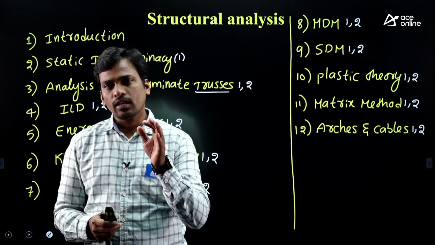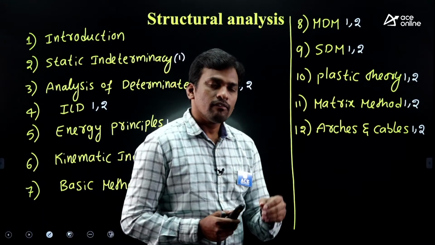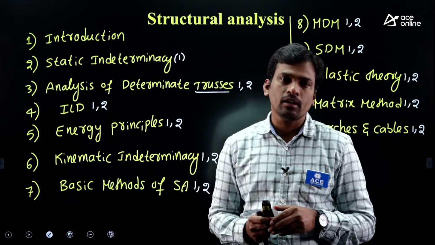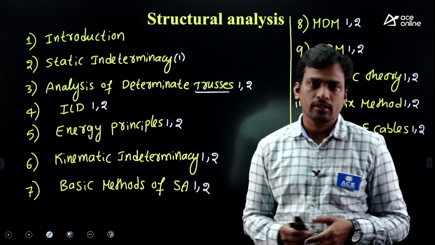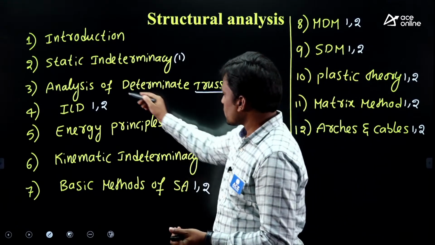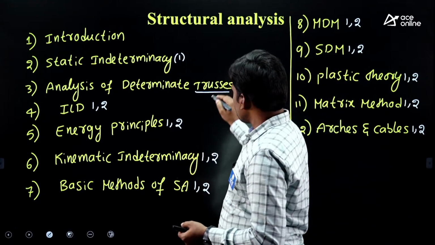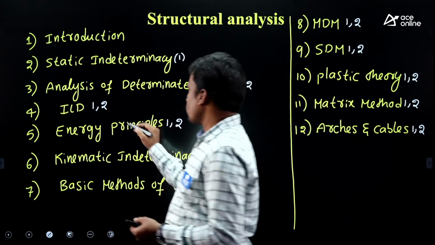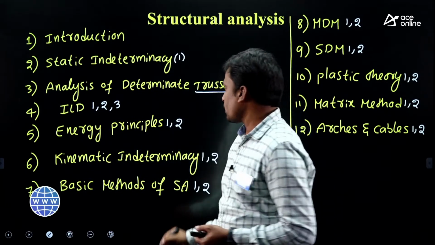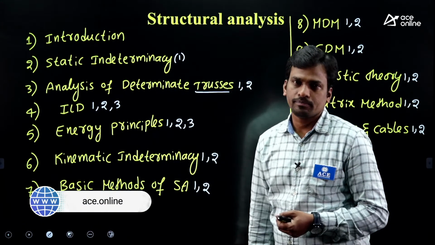If shortcuts are not possible, next we'll prefer method of section. If method of section is also not possible, then we'll prefer method of joint. So shortcuts, method of joint, and method of section we'll discuss in analysis of determinate trusses. Then students, this third chapter's concepts will be used in the influence line diagram chapter and especially in the energy principle chapter.